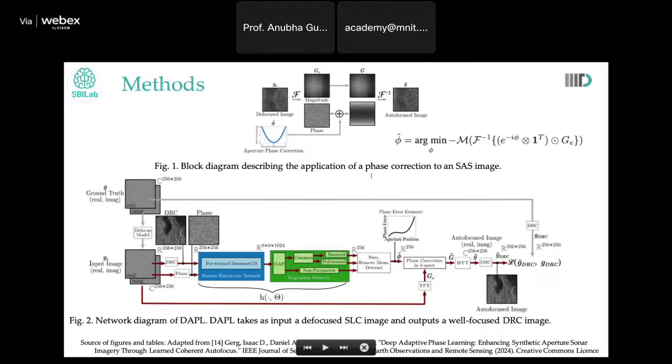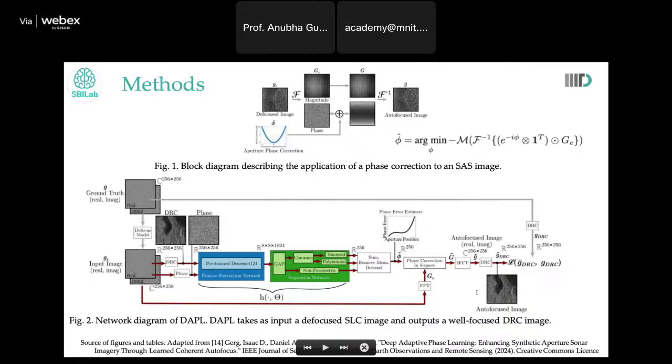Now, how the phase correction is happening: you have a defocused image, you take its Fourier transform, and you obtain G_E, which is here, magnitude and phase. You are estimating the phase error. So phi cap, which is here, is the aperture phase correction that you would like to employ. You add this phase to this, and then you have this autofocused image. So basically, your loss would be between this ground truth and the autofocused image. This loss would be minimized, and the gradients of this loss would be backpropagated to fine tune this, so that this model learns to predict the phase with which the correction has to happen. So that's how this whole model is being trained.